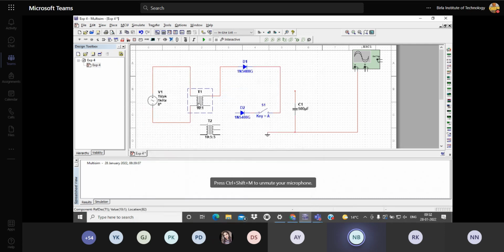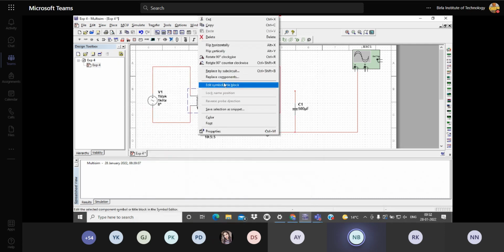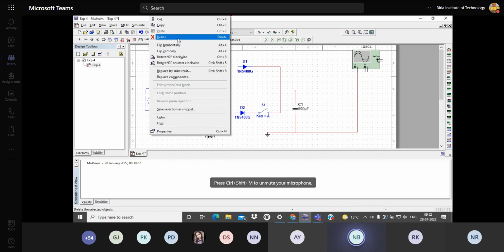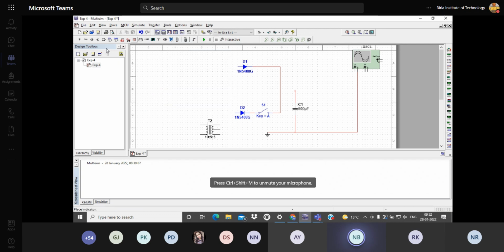So it is clear, right? How to do this experiment 3 and 4? Yes, sir. Okay. So in experiment 4, they asked for VRMS one, sir, the AC power source, not this source. Yeah, Rishabh, I think you have considered AC source, right? This is AC source. Yes, sir. I will delete.